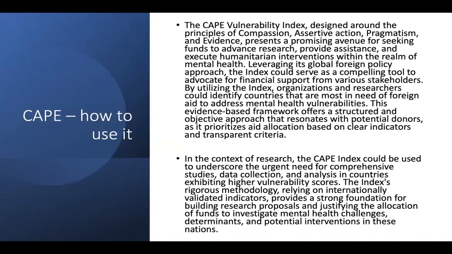In the context of research, the CAPE Index could be used to underscore the urgent need for comprehensive studies, data collection, and analysis in countries exhibiting higher vulnerability scores. The index's rigorous methodology, relying on internationally validated indicators, provides a strong foundation for building research proposals and justifying the allocation of funds to investigate mental health challenges, determinants, and potential interventions in these nations.